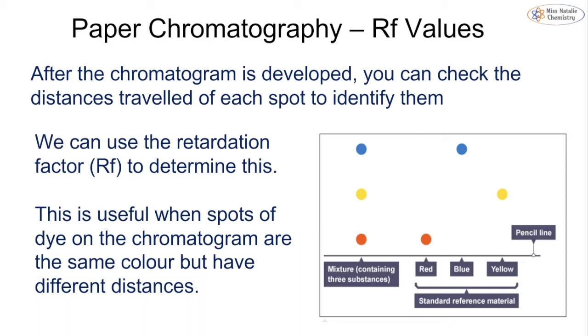Now, in this case, it's quite easy to identify because, of course, we can just look at the colour. But sometimes you may get ink where the colour is quite similar, so you can't really tell them apart. And that's where we have to use this value known as the RF value, or the retardation factor, in order to determine this. And it is useful when the spots have the same colours but they have different distances. So if, for example, we had 2 blue spots on this chromatogram, we could then figure out which one is our actual blue ink by using the RF value as opposed to just looking straight at it.